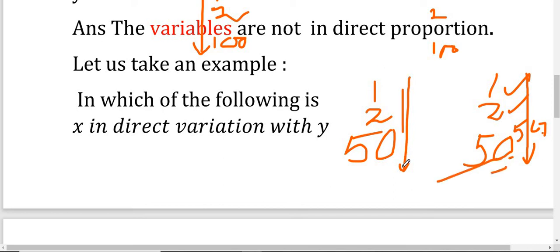So this number will be increasing: 1 year, 2 years, 3 years, 4, 5, 6, 50, 100. But these numbers, first it will increase, but after some time it will not increase anymore. So, in that case, the variables are not in direct proportion.